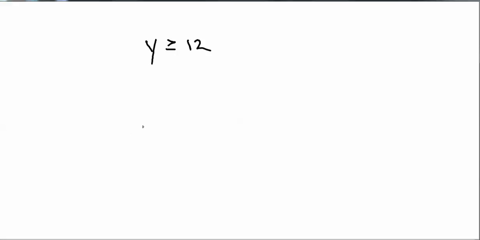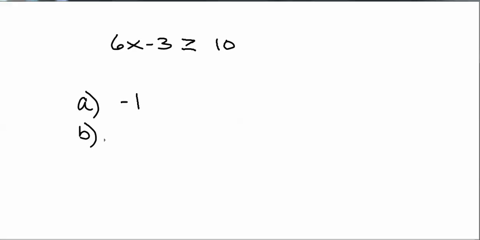Is the number a solution to 6x minus 3 greater than or equal to 10? And they give you an A, B, C, and a D. So that means you got to do each one, don't you? They give you A. What's the value of A? Negative 1. And what's B? 0. And what's C? 3. And what's D? 4. That means you got to try them all.